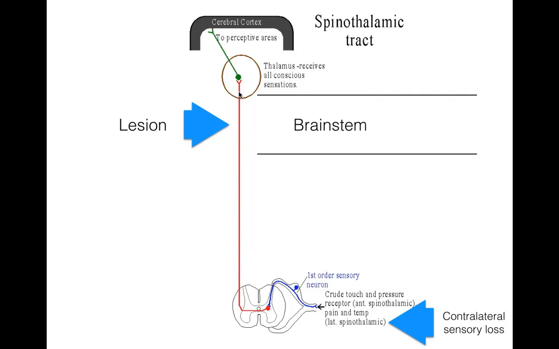Upon reaching the thalamus, it synapses with third order neurons, which send out fibers that eventually terminate into Brodmann area 312. So thus again, if there is a lesion anywhere along the brainstem affecting this tract, the sensation for pain and temperature coming from the body would not be able to reach your cerebral cortex. Thus there would be contralateral sensory loss for pain and temperature from the body.